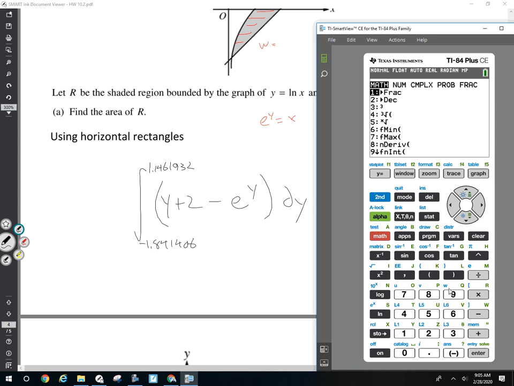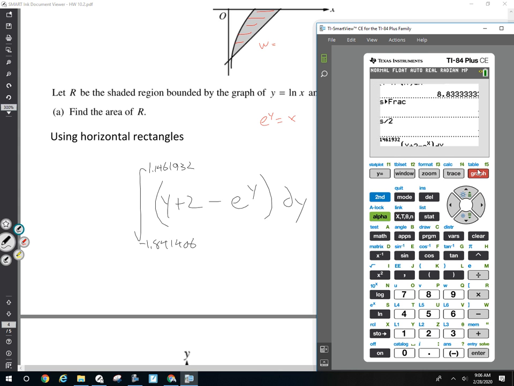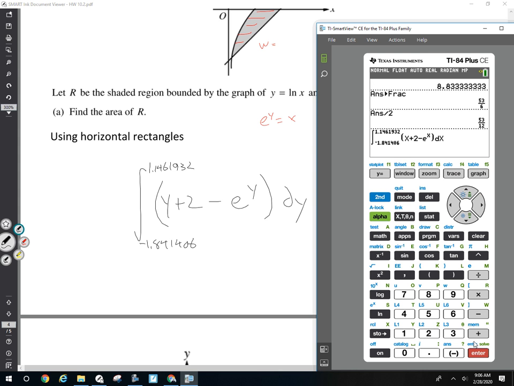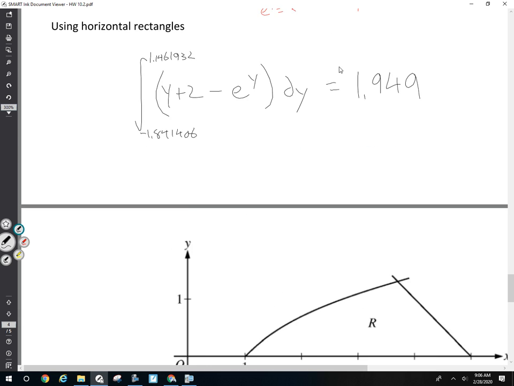And then I'm going to find that. Math 9, negative 1.841406 to 1.146192 of right minus left. Enter. Okay, 1.949. I think I've already found that.